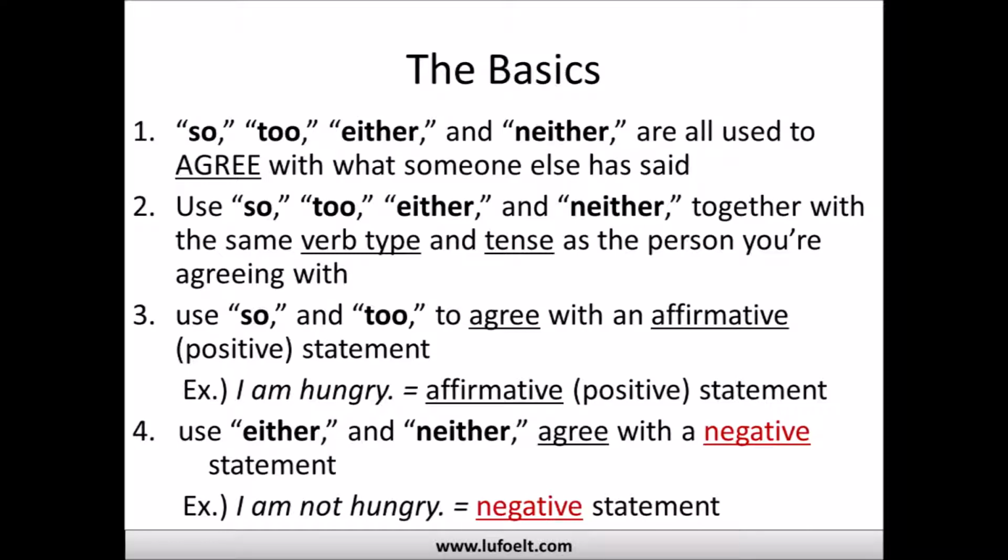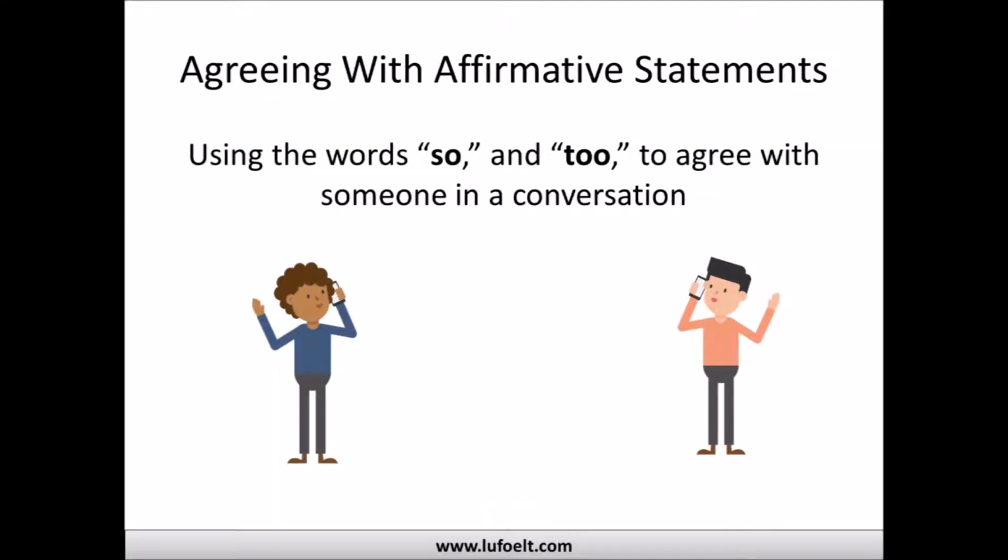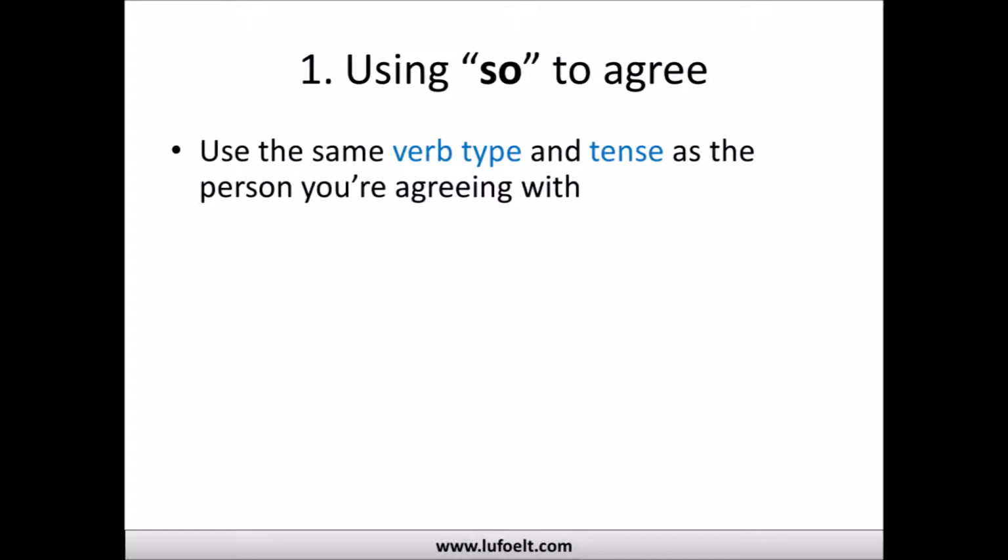So now what we're going to do is go through each one of these words, and I'm going to tell you specifically how to use it. Okay, so first we're going to look at so and too for agreeing with affirmative statements. Okay, so the first one, so. When we use so to agree, we use the same verb type and tense, as I've already said, as the person you're agreeing with. So for example, I am hungry. So when you want to agree with that, you could say, so am I.